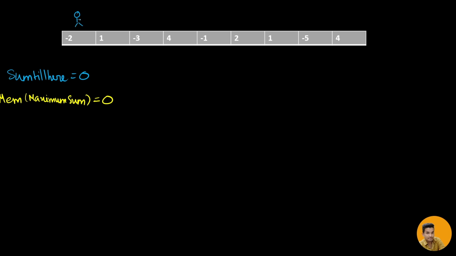We will be standing here and looking. Okay, so this is -2. The number at some index I is bringing down our sum till here to less than 0. That means the sum till here remains 0. We are not going to take this because it is bringing us down to less than 0. So we will move forward.